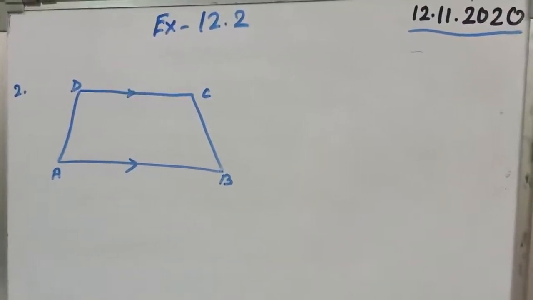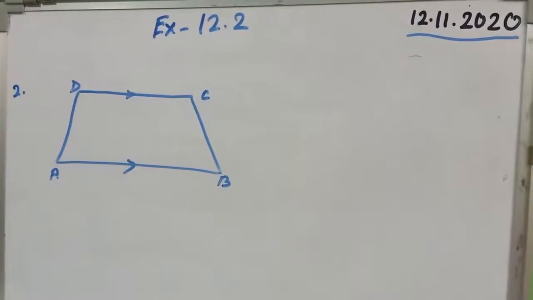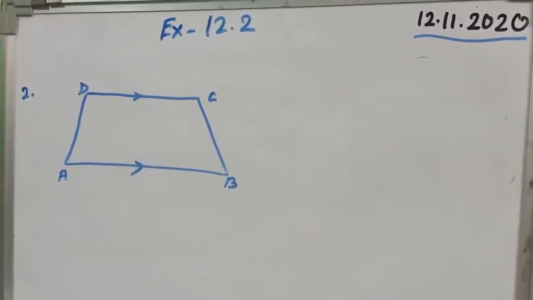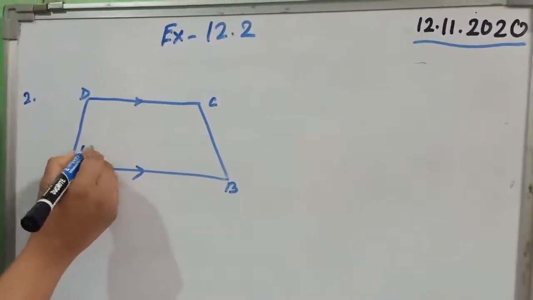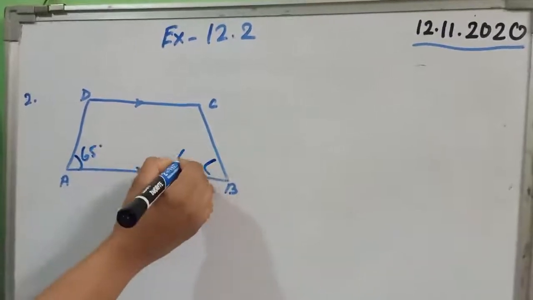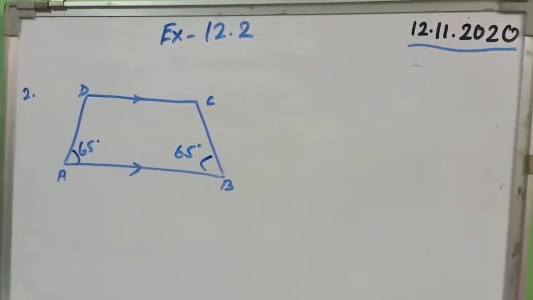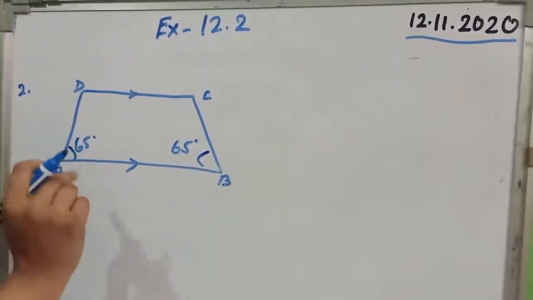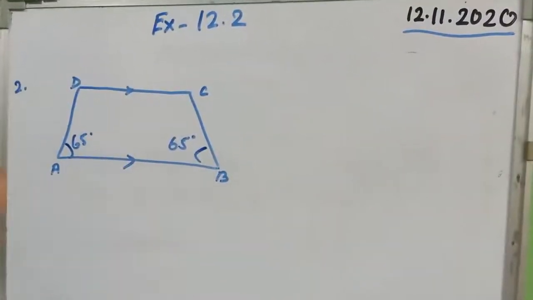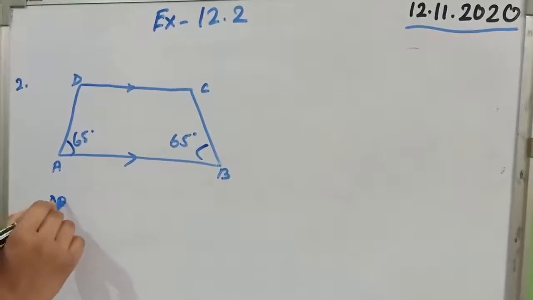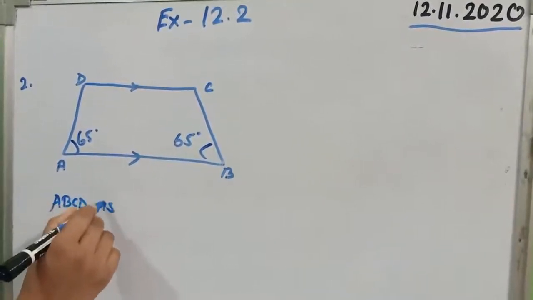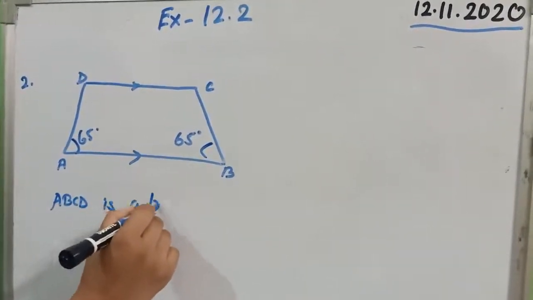Question number 2. In the figure, the measure of angle C. You need to find angle C where angle A is given 65 degree. Angle B is also given 65 degree. Okay. And we can see that ABCD is a trapezium. From this diagram, trapezium you will learn in the next topics. Okay. ABCD is a trapezium.